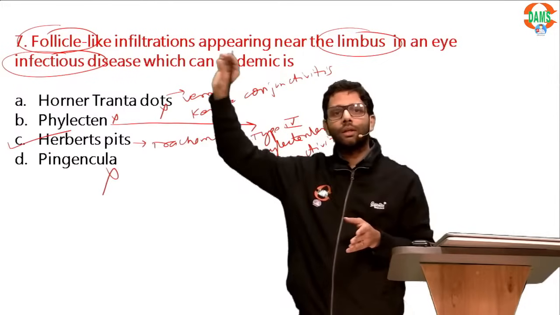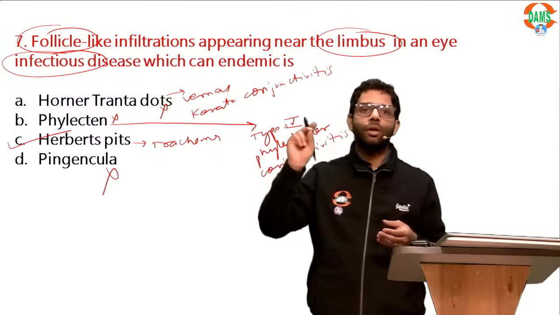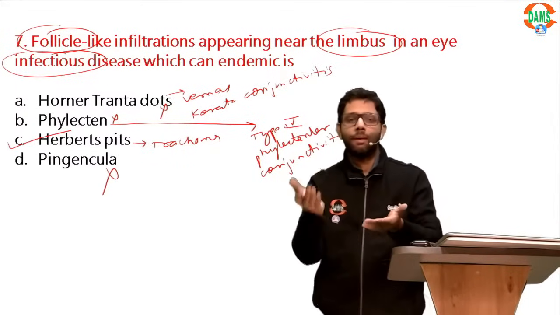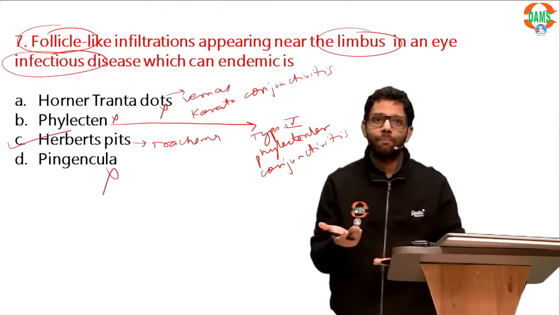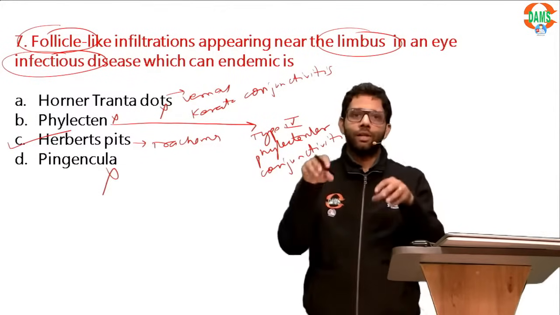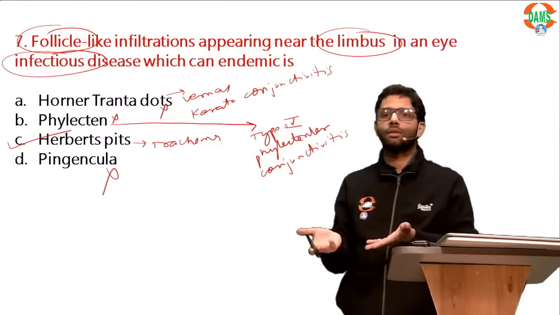This is a theory line from Parsons: Herbert's pits are follicle-like depressions due to follicles. Follicles go in favor of infection. Papillary conjunctivitis goes in favor of allergy. So follicle was a keyword. Infection is a keyword. And follicle depressions at the limbus are Herbert's pits. That is the sequel of the follicles, and that is the answer.